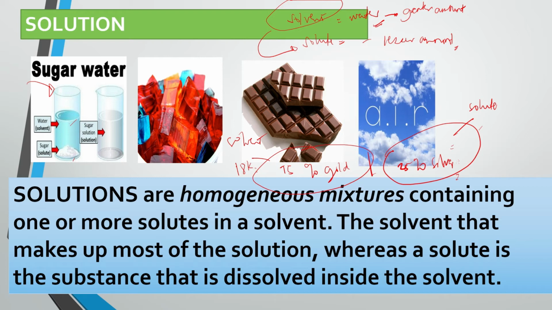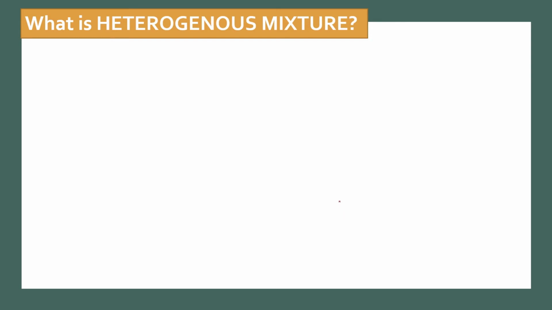Okay, so that is an example of solution. So again, solution can be either solid, liquid, or gas. Solvent and solution can either be solid, liquid, or gas. Okay po. So next one is the heterogeneous mixture.